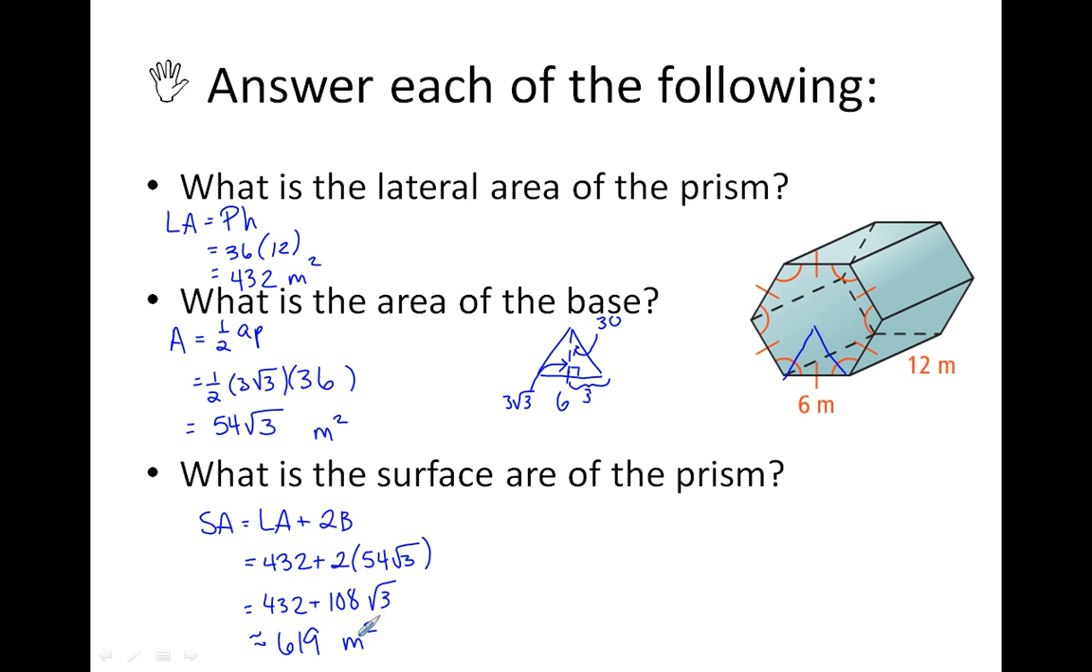Now when you put this into the calculator, I recommend doing 108 times the square root of 3 first and then adding 432 to it. Otherwise it might think you're doing 432 plus 108 and then multiply that whole thing times the square root of 3, and that's not actually what we want.